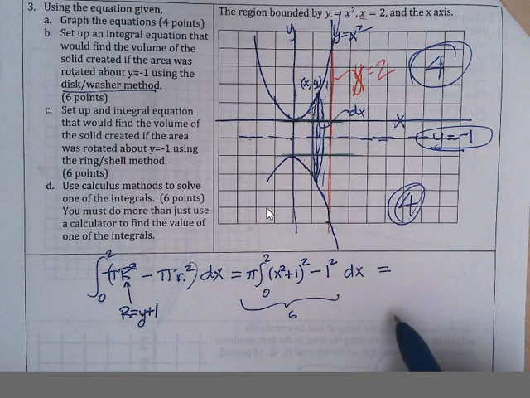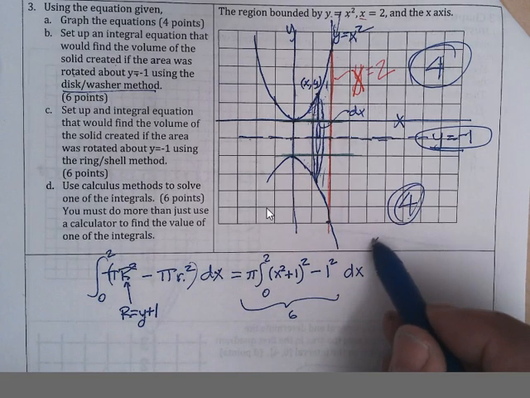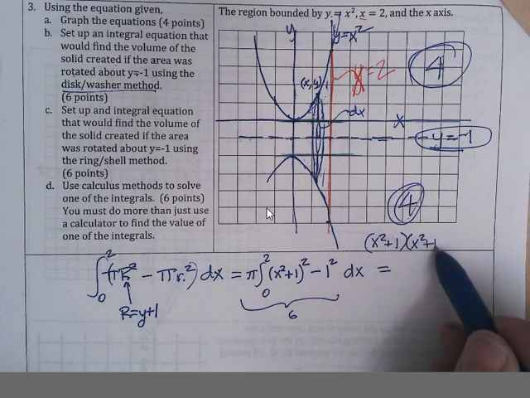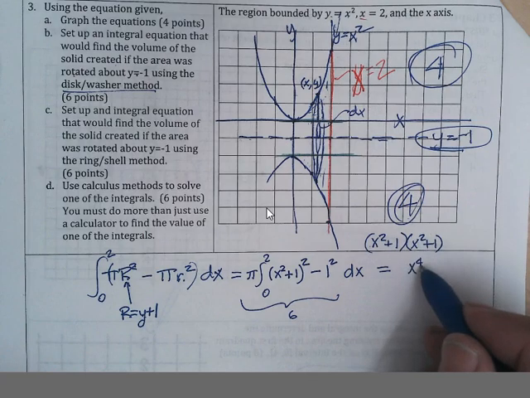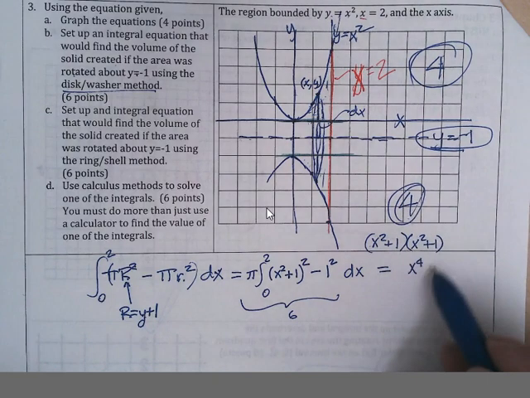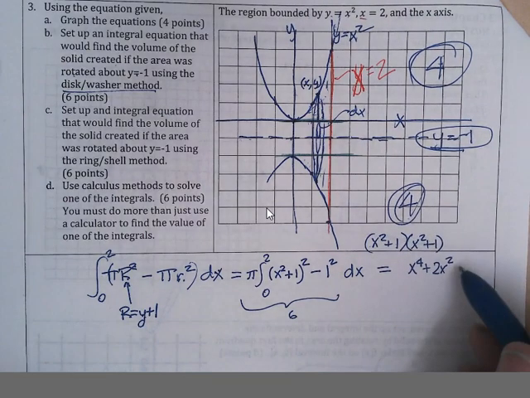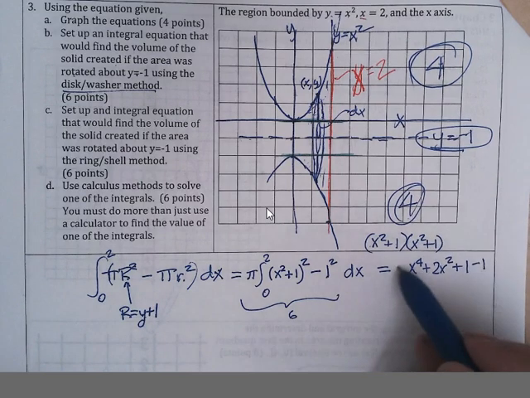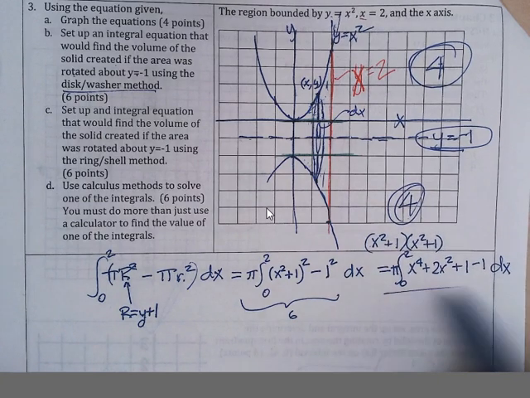But if I'm going to square this, x squared plus 1 squared, x squared plus 1 squared, then I get x to the 4th plus x squared plus 2x squared plus 1 times 1 is 1 minus 1, integrated from 0 to 2, pi times this, dx. It's all in x's.